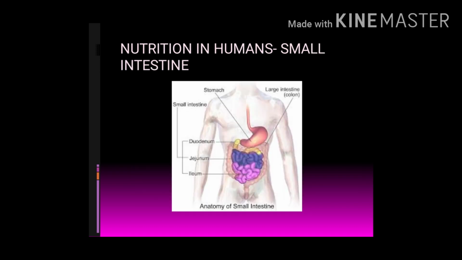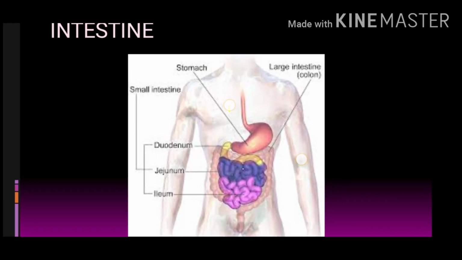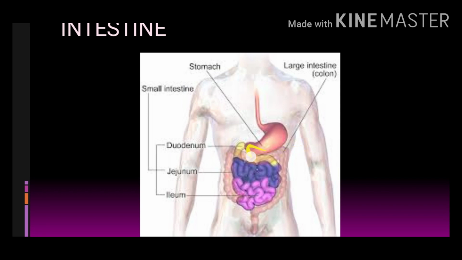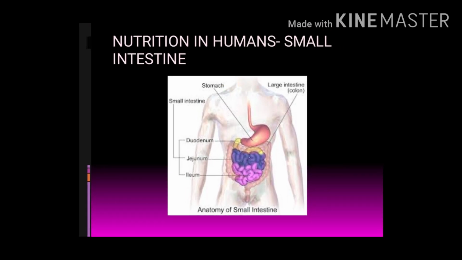Now we move into the next part, the small intestine. Now in this diagram, you can see the different parts of small intestine. The first part, which is associated with the stomach, is duodenum. Next is jejunum, and the last one is ileum. So three parts are there: duodenum, jejunum and ileum.